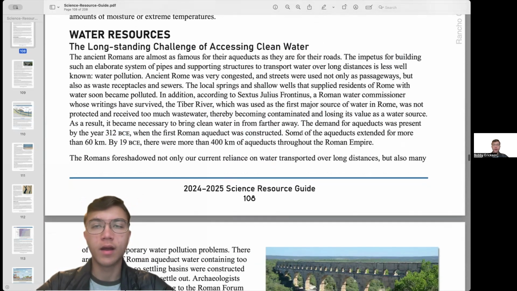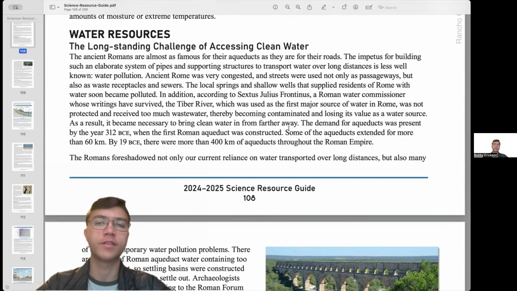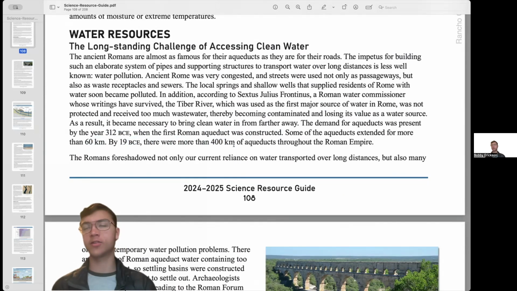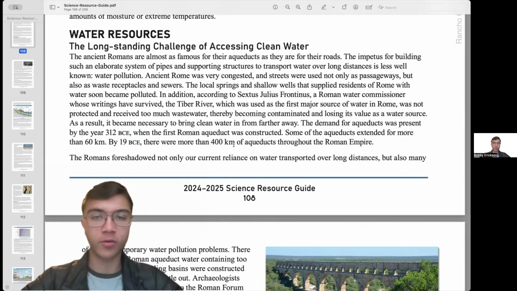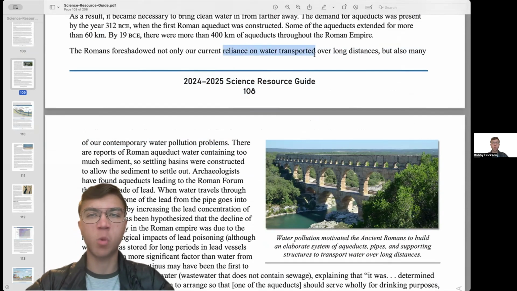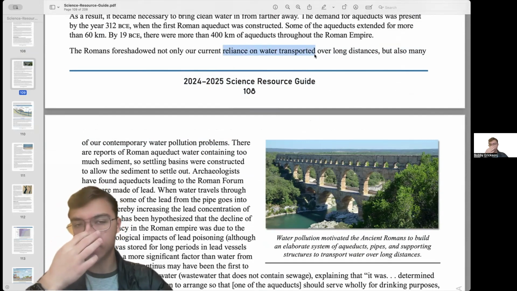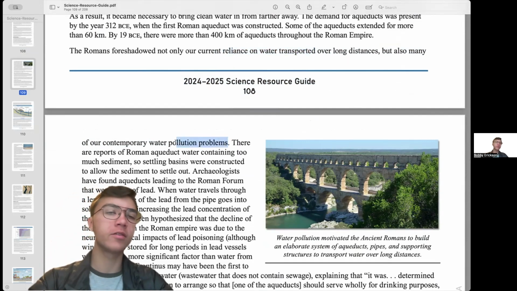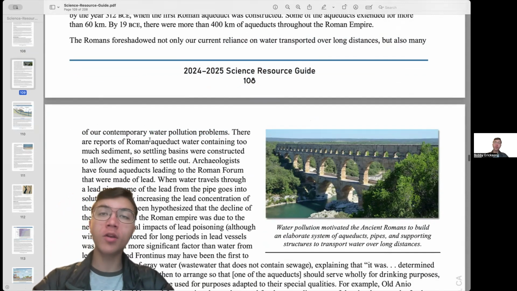Some fun facts about the aqueducts in the Roman Empire: they extended more than 60 kilometers, and by 19 BC, there were more than 400 kilometers worth of aqueducts in the Roman Empire. That doesn't mean one stretch of 400 kilometers. It just means in total, about 400 kilometers were built. Not only does this show how we are in current times needing to rely on water transported long distances, but we can also take a look at Rome to understand their water pollution problems.